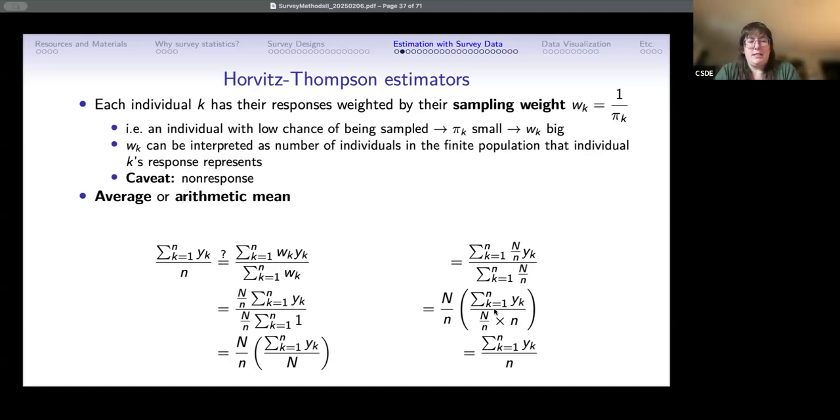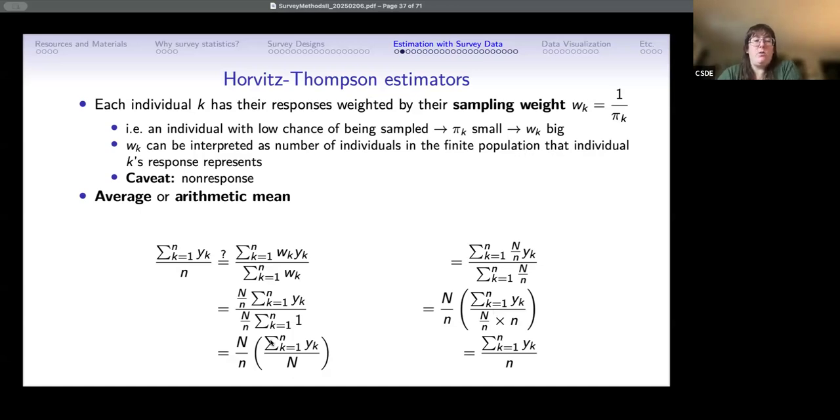So in regular statistics, we might take the maximum likelihood estimator of p in a binomial random variable, under binomial assumptions, to just be the average, right? We're going to add up all of the yk's, ones or zeros, and divide by the number of trials we had. The Horvitz-Thompson estimator is what we call a design-based estimator that's designed to calculate an estimate of a population mean for a survey sample.